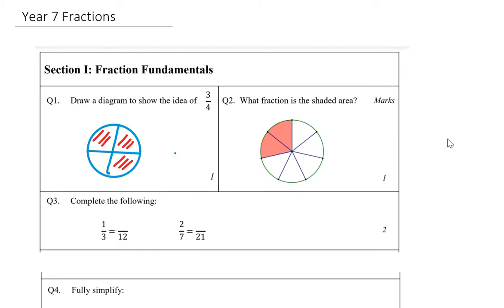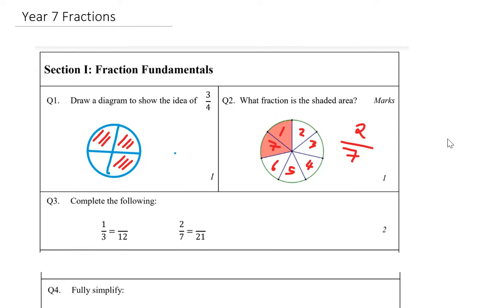In the second question, it says what fraction is the shaded area? Well, the shape is out of 1, 2, 3, 4, 5, 6, 7. So the total is 7, and there are 2 shaded.